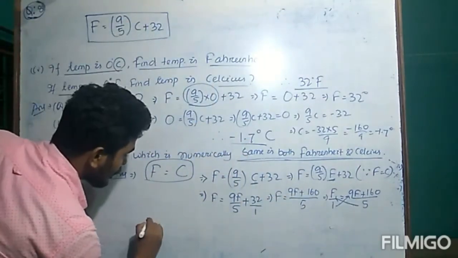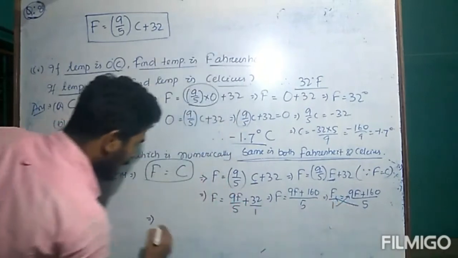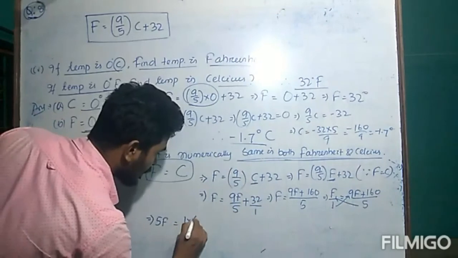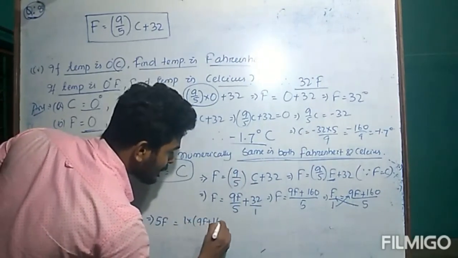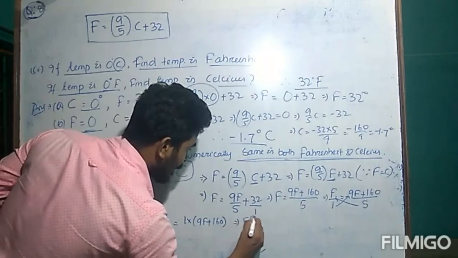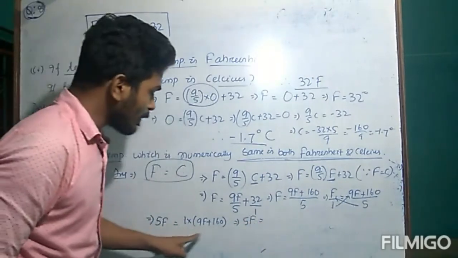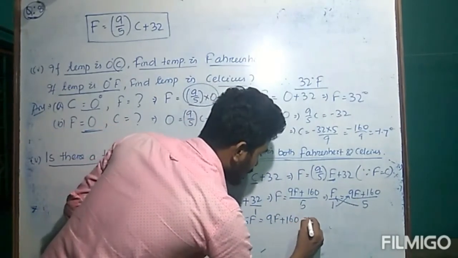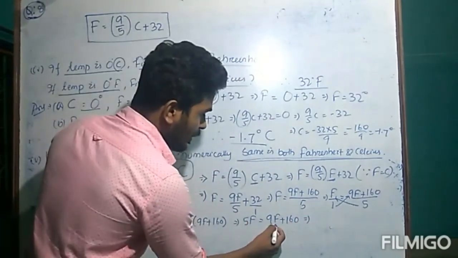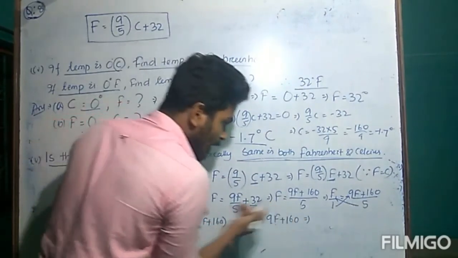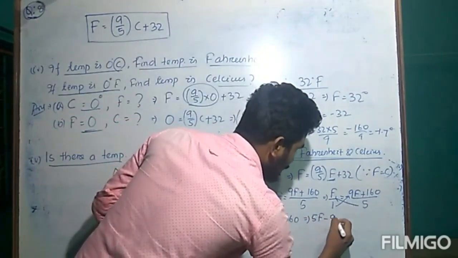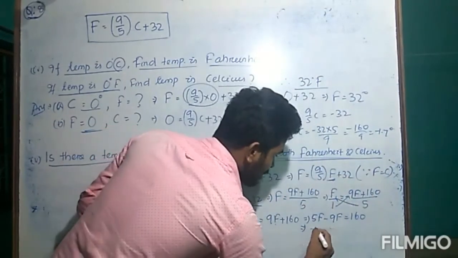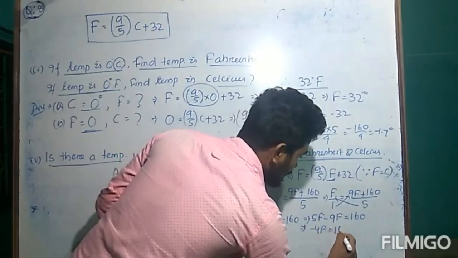So 5 is multiplied with F, it will be 5F. Then 1 is multiplied with 9F plus 160. So you get 5F is equal to, when 1 is multiplied with any number, you will get the same number, 9F plus 160. Okay, so now you should take 9F to the left hand side. It will be 5F minus 9F is equal to 160. So 5F minus 9F is minus 4F is equal to 160.